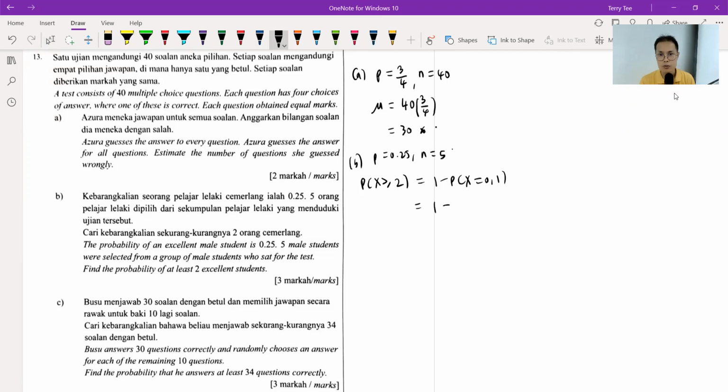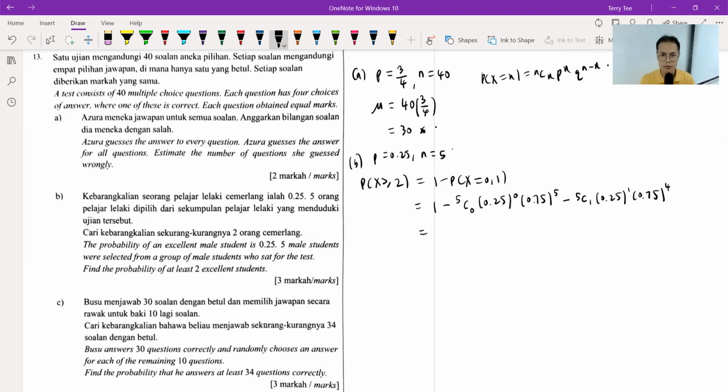So here, if you use the binomial formula, remember P(X = x) is given as nCx, p power x, q power n minus x. My n is 5. I choose none, p is 0.25 power 0, q is 0.75 power 5. Then you minus 5 choose 1, 0.25 power 1, 0.75 power 4. Okay, just use our calculator.